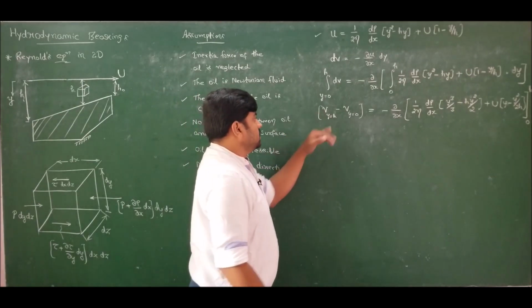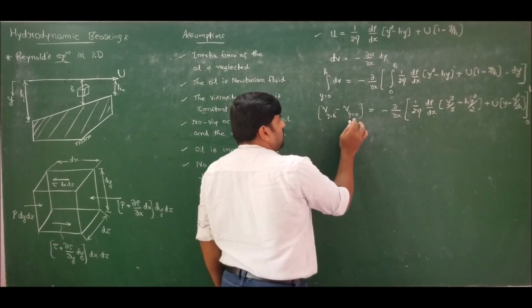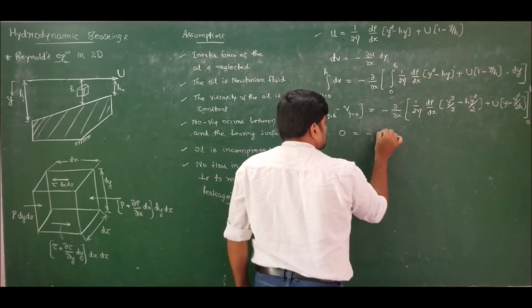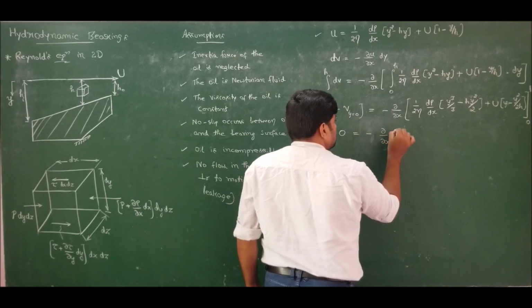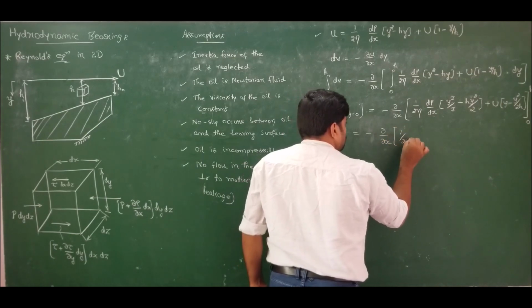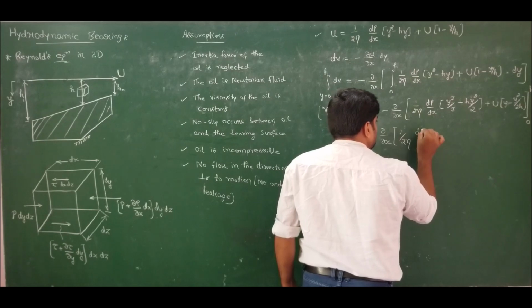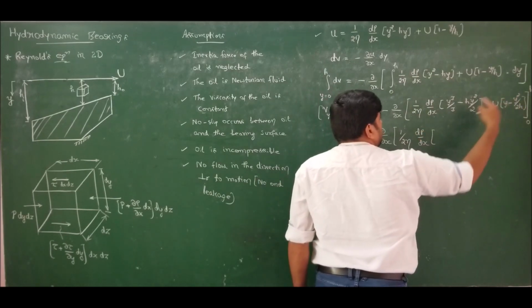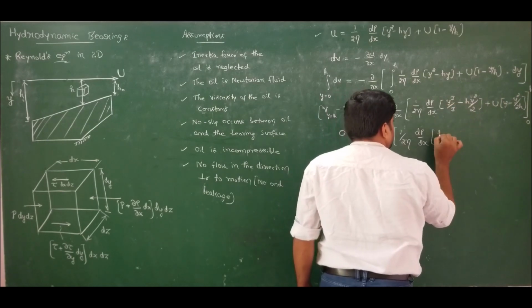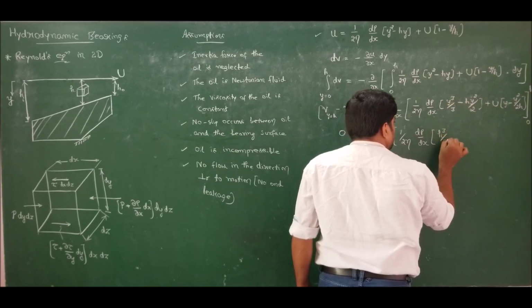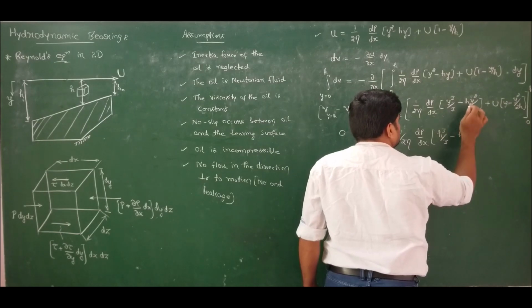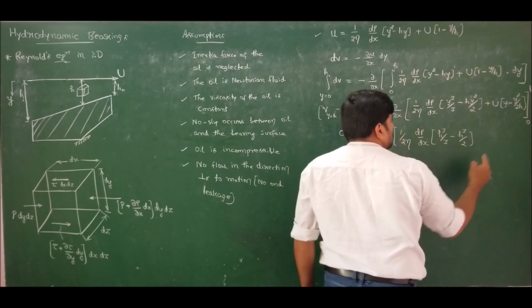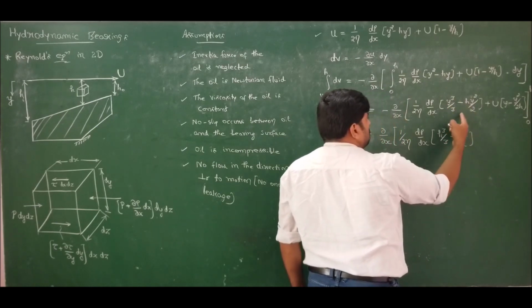Velocity v at y equal to h is 0. Velocity v at y equal to 0 is 0. So 0 is equal to minus dou by dou x of 1 by 2 eta dp by dx. Let me substitute the limit. Upper limit is h: it will be h cube by 3 minus h square into h, which is h cube by 2. Lower limit is 0. 0 minus 0 is 0. 0 into anything is 0.